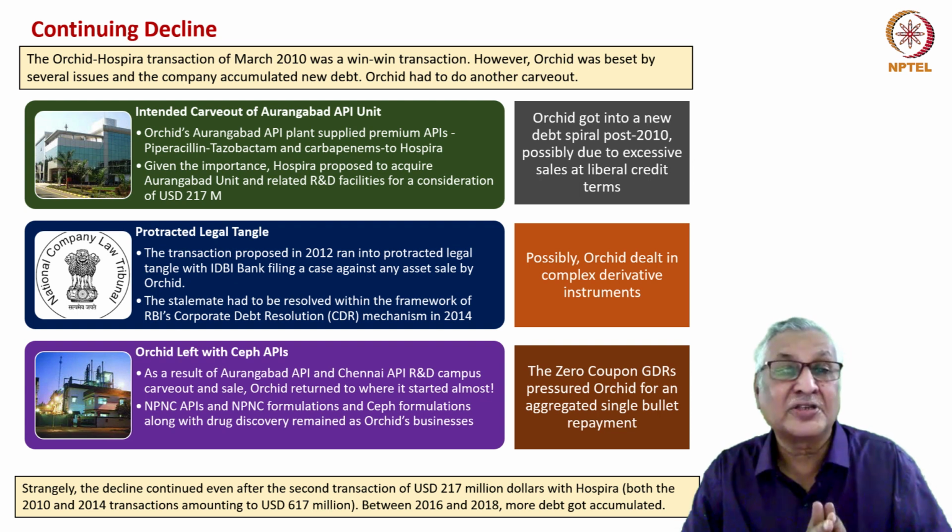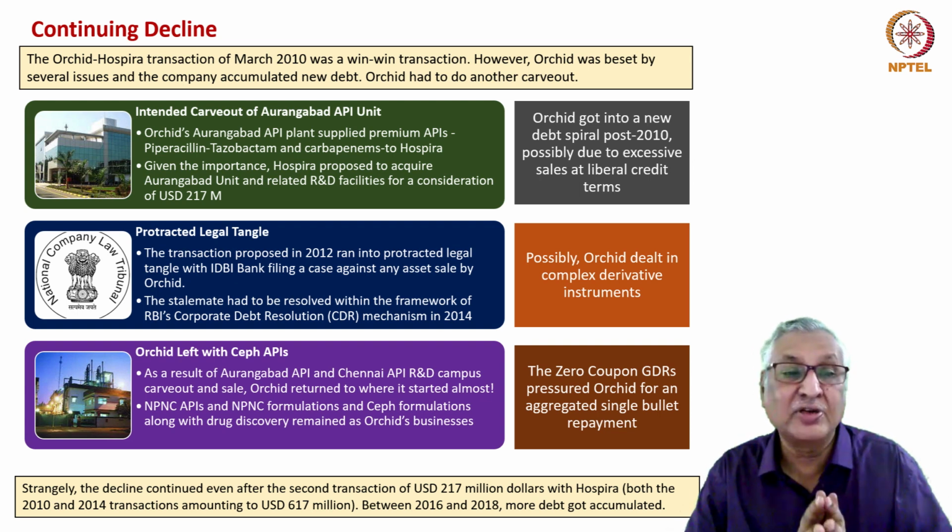The Orchid Hospira transaction of March 2010 was a win-win transaction. However, Orchid was beset by several issues and the company accumulated new debt. Orchid had to do another carve out. The carve out of Aurangabad API unit was intended in 2012 but could take place only in 2014 because of the opposition by one leading banker in the Indian courts.